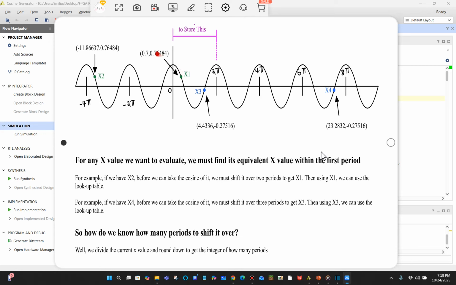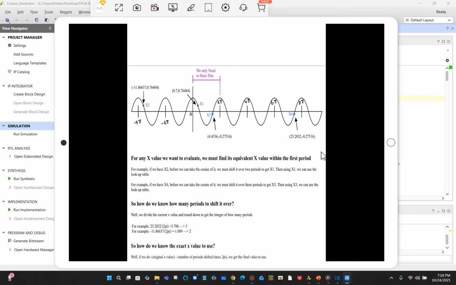And that will be, because if you look here, this point and this point, even though we have two x values, one is negative 11.86, one is 0.7, they both return the same y value of 0.76484. And again, for example, if we have x4, before we can take the cosine of it, we need to shift it over 3 periods. 1, 2, 3. Then using x3, we can take the value from the lookup table and use that as our output.